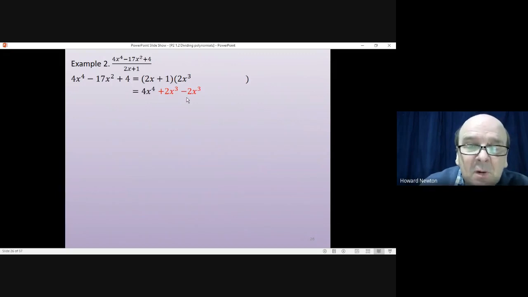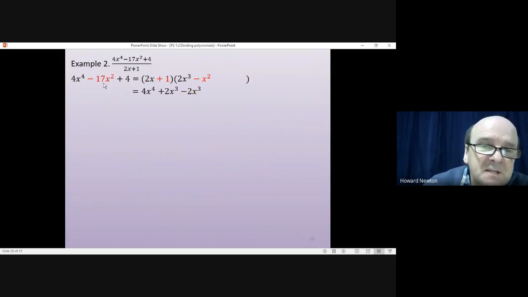And then you just need to ask yourself, well, how am I going to get minus 2x cubed? 2x times by what would give me minus 2x cubed? Well, 2x times by minus x squared. That would give me the minus 2x cubed. Now the 2x cubes are sorted. I haven't got any on the left-hand side, and I've made sure I'm not going to get any either here on the right-hand side.